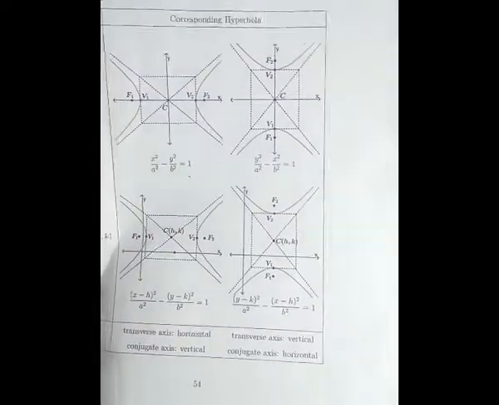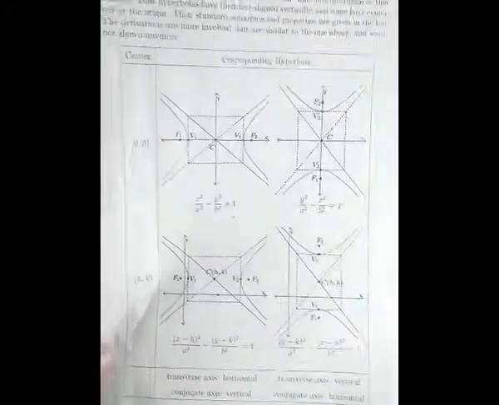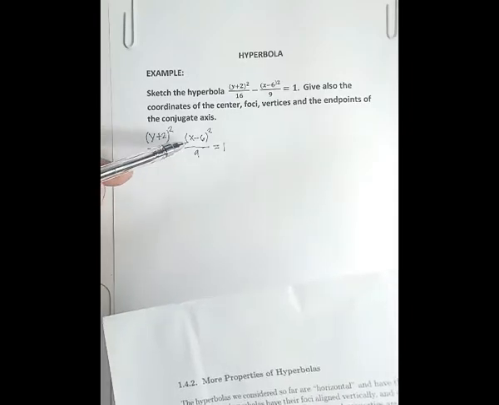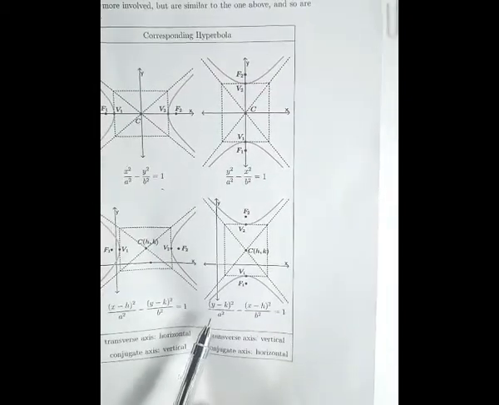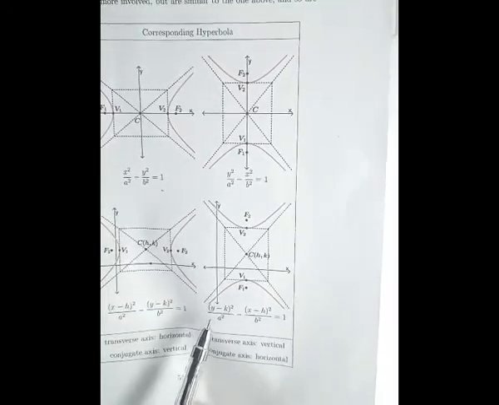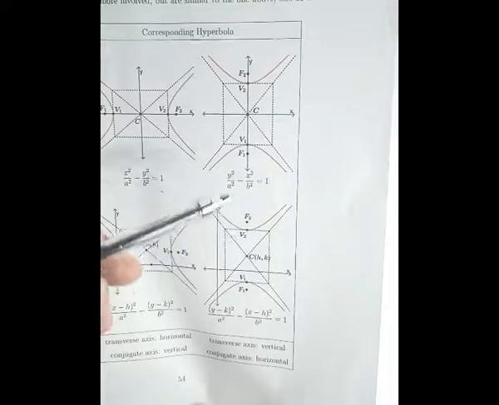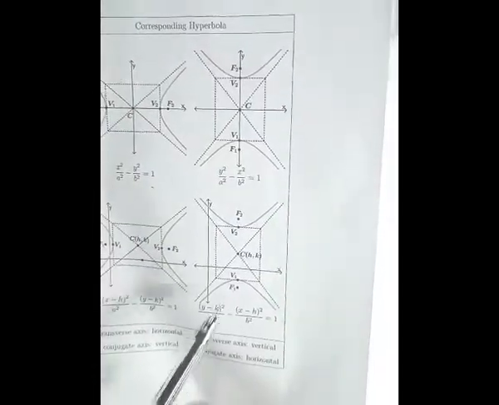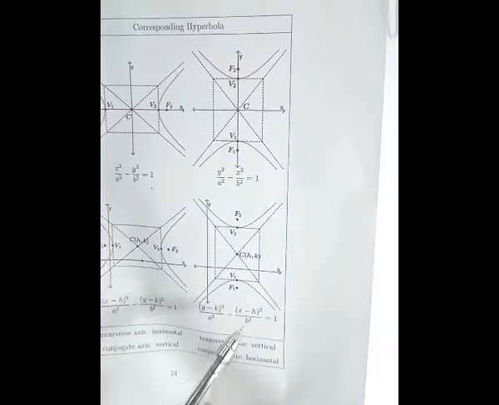Okay, based on the standard equations of the hyperbola, we have the y term positive and the x term negative. So we watch which term is positive. The positive term here is y. So we are expecting a hyperbola with a vertical orientation. The hyperbola will open upwards and its pair is going to open downwards.